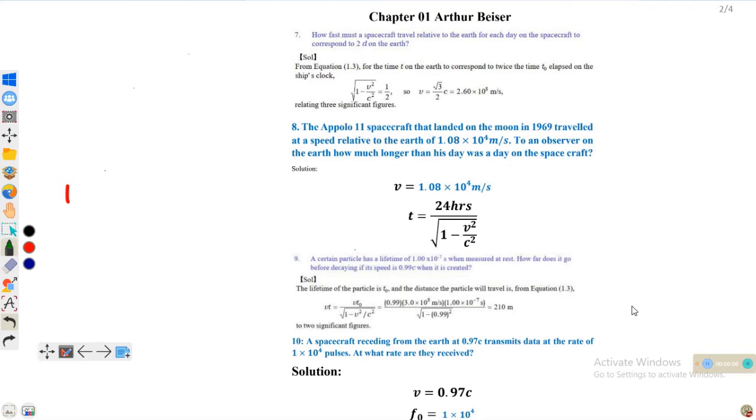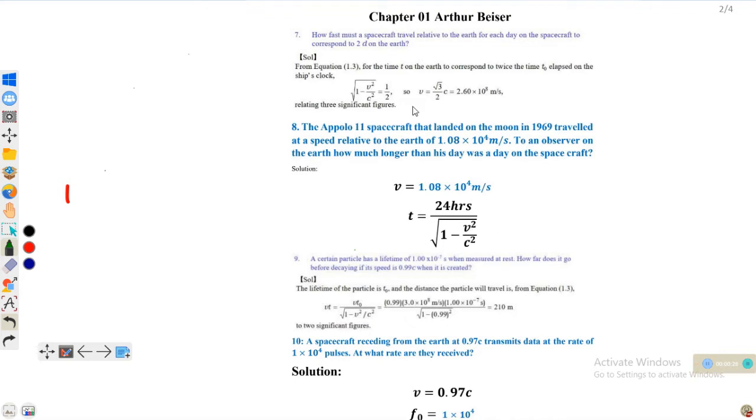Last time we were discussing the solutions of the Arthur Beiser book for the first chapter, and we have solved the exercise problems up to question number 6. In this session, we will start from question number 7.